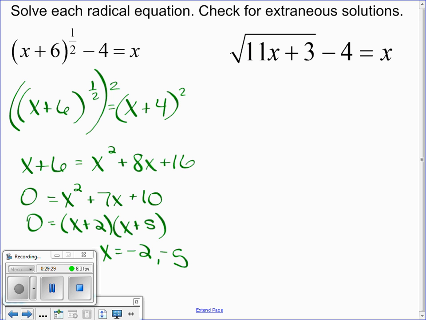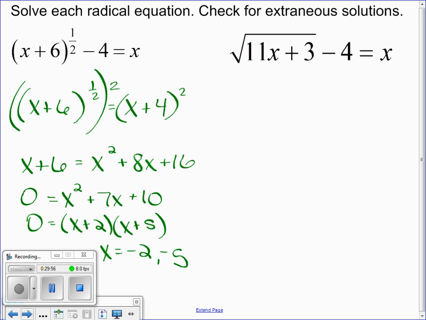Which one? So if I check -2, we can do this one in our head. What's -2 plus 6? 4. This means square root. What's the square root of 4? 2. 2 minus 4 is -2. -2, that one works. If I plug in -5, -5 plus 1 is 1. Square root of 1 is 1. Plus minus 4 is -3.